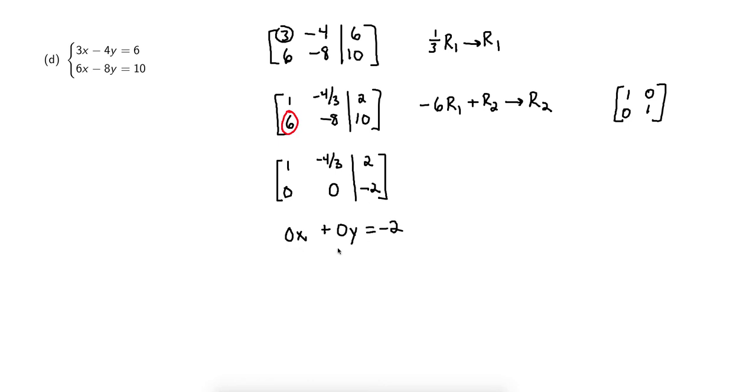And we know that 0x plus 0y is 0, and 0, unfortunately, is not equal to -2. We get a false statement, which means we have no solution. Just like in example 2, part D, but this time using elementary row operations.